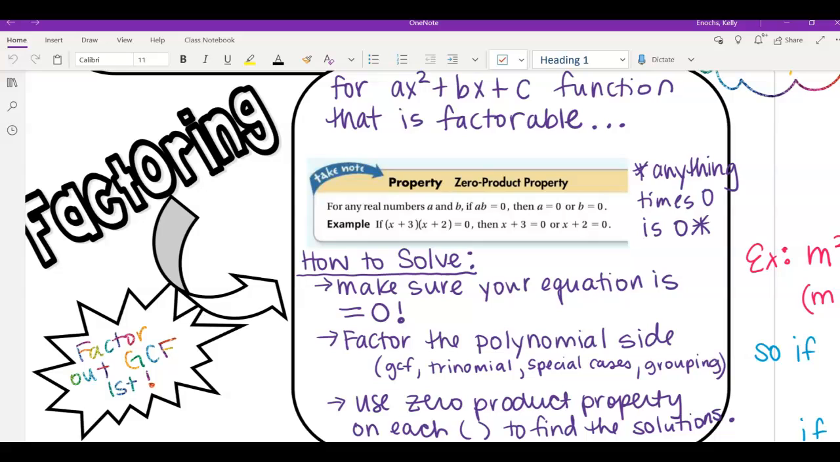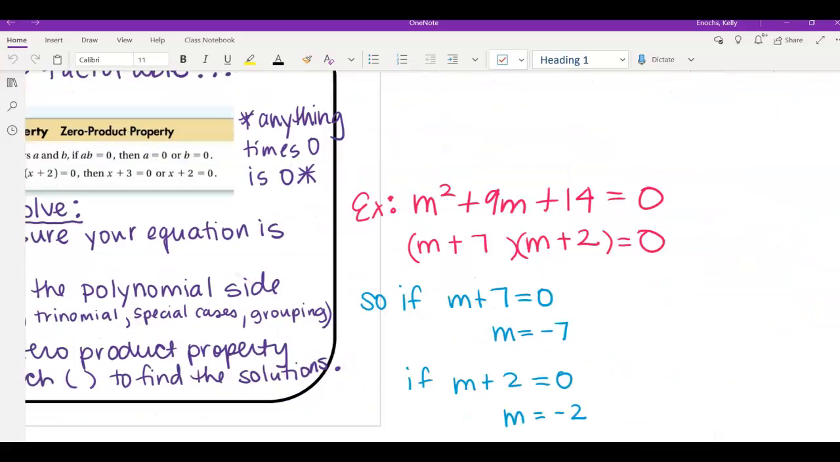All right, so what are your steps for factoring? Number one, you're going to make sure your equation is equal to 0. That is very important. Then you're going to use your factoring skills that we talked about last chapter. Factor out the GCF, use regular factoring or slide and divide or guess and check, whichever one you're comfortable with. Maybe it's a special case or maybe you need to factor by grouping. So you're going to get those factors with those parentheses. That's step 2. And then finally, you're going to set each parentheses equal to 0 to use that zero product property.